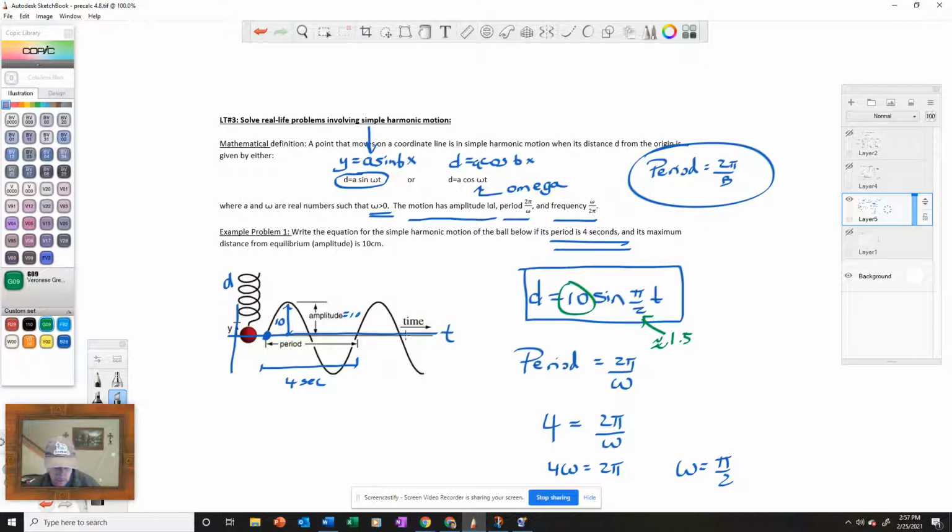Let's see. So I know this is 4 seconds, so this is 6. So 6.28 seconds will be 2 pi seconds. And you tell me, does there seem to be about 1.5 cycles there? Yeah, see? So this number still does describe the number of cycles in 2 pi seconds. Or if you want to be precise, we could just call it pi over 2. So the equation is d equals 10 times the sine of pi over 2t. All right. Hopefully that one was okay.